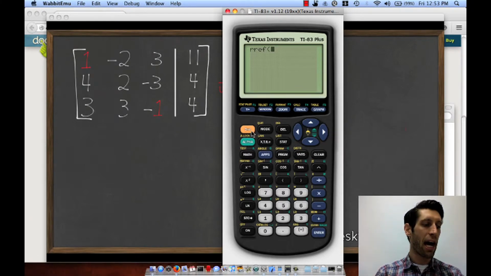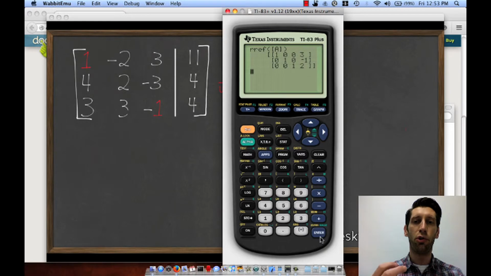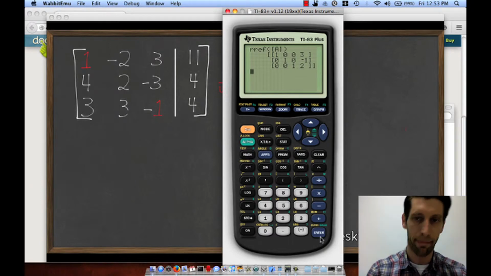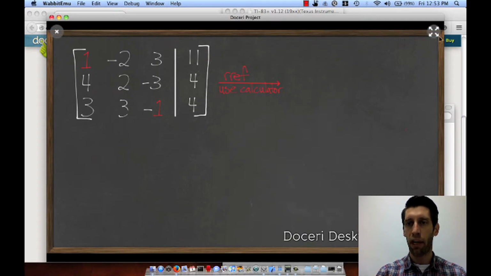And then I'm going to go back once again into my matrix menu, and I'm going to select the matrix A. Close up the parentheses, hit enter, and what it's going to give me is the reduced row echelon form of the original matrix that represented the system that I'm interested in. So, given that, let's go back to the blackboard here and see how that solves our system.